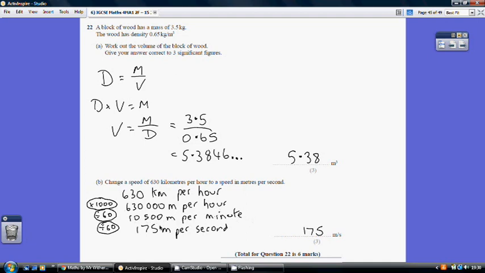Now we need to turn this into seconds. Again, we're not going to go as far in a second as we are per minute. We're going to have to make it smaller. How many seconds in a minute? There are 60. So divide the 10,500 by 60 and we get 175 meters per second.